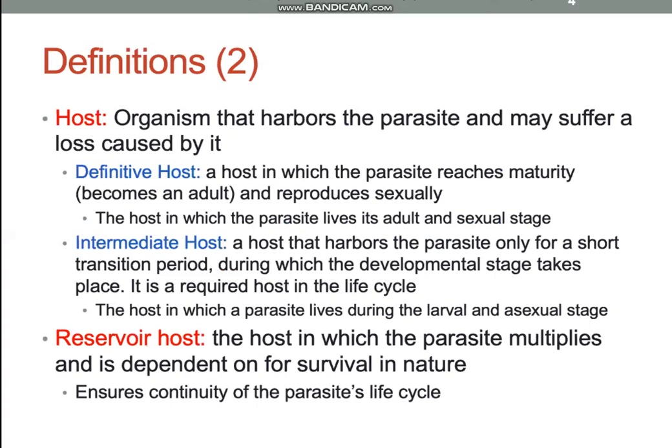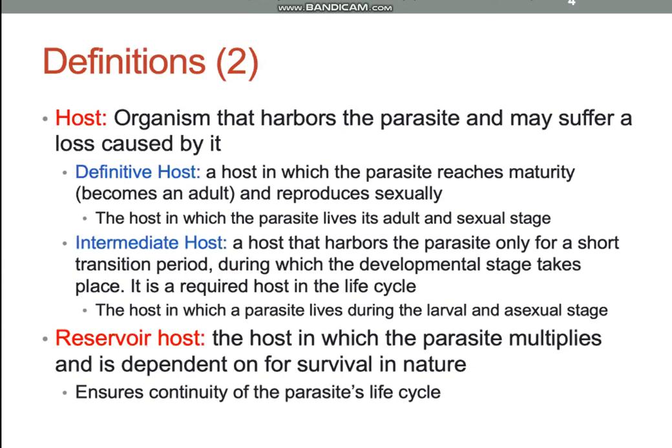Definitive host is the one in which the parasites reach maturity. Maturity is the stage that can cause disease. Okay? If this parasite is of the kinds that make disease, then the definitive host is important for development of the parasite to become an adult. Adult is the stage that can reproduce sexually and can cause the pathogenesis. Okay, before it matures into adult, rarely it will implicate disease. All right, so this is called the definitive host.